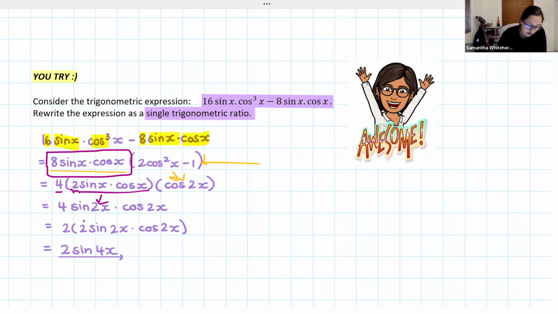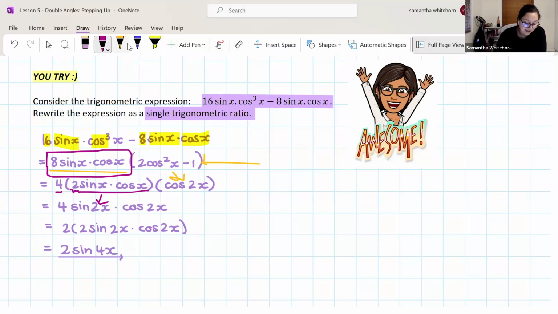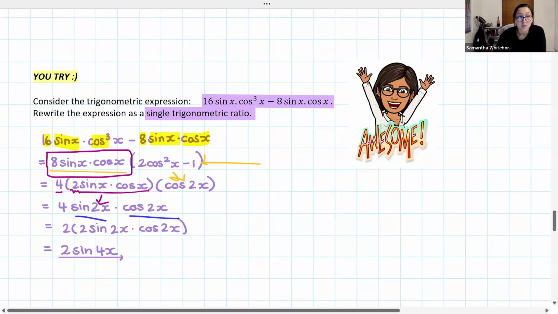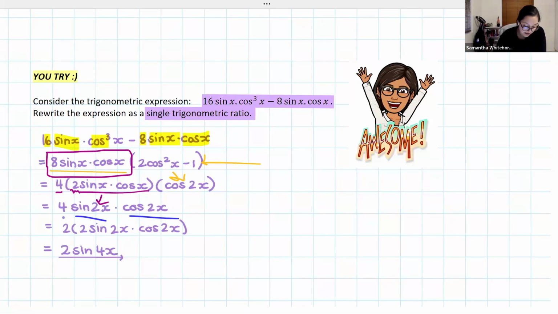So that's what we needed to do here. Because we had the double angle, we ended up with sine 2x cos 2x. So we had the same angles, which technically means you had another sine double angle. Again, if you factorize out a 2, you had sine 2x cos 2x, and that would then simplify to 2 sine 4x.